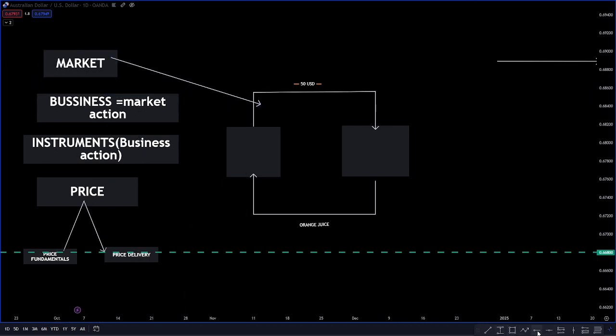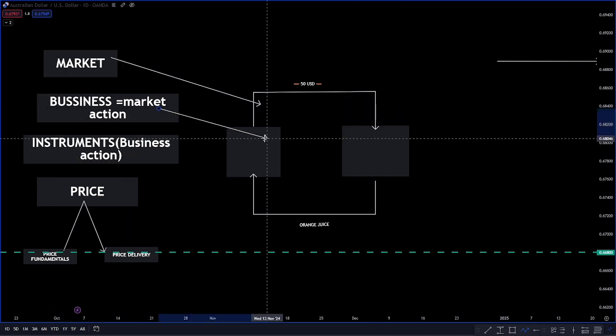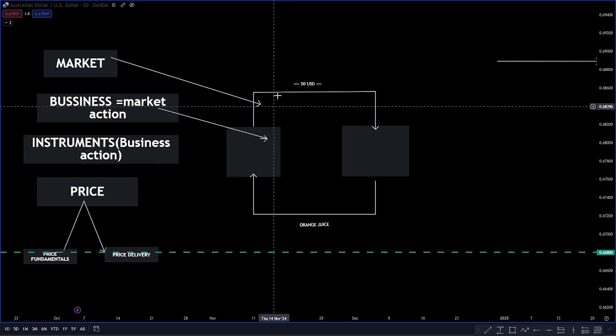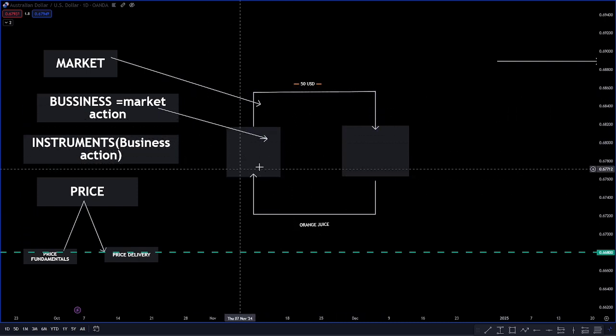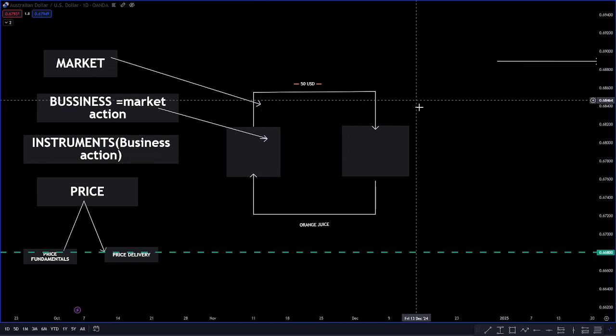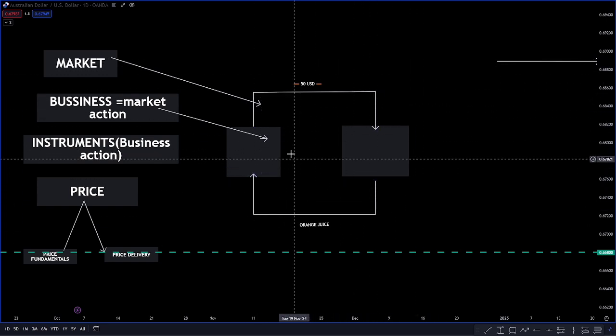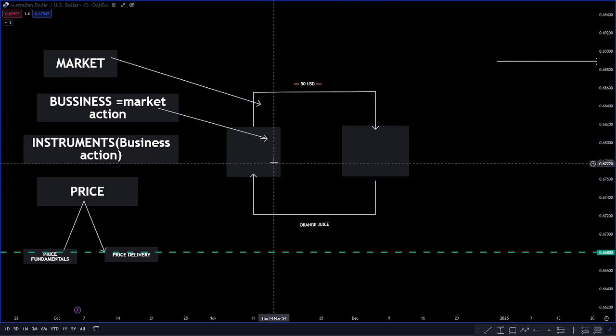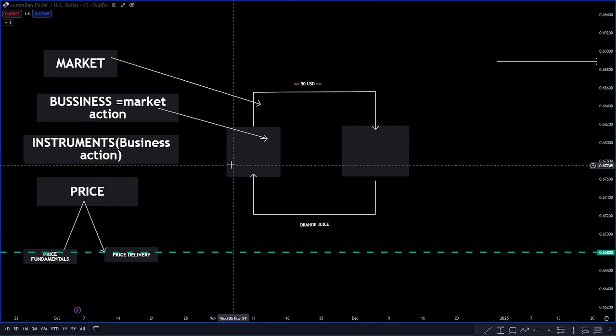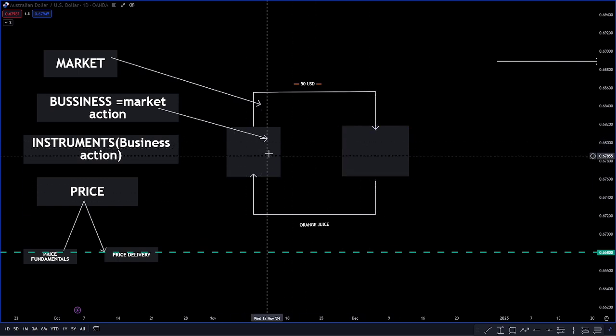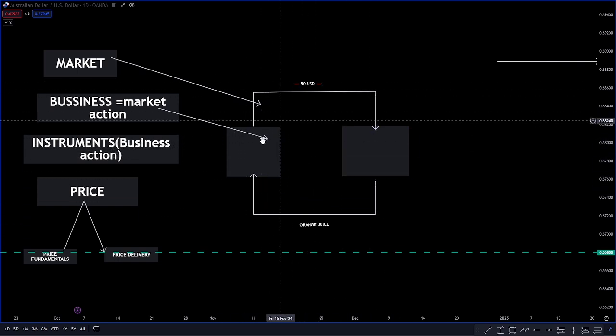The second thing is that they've performed business. And what was the business? Buying of orange juice. In fact, based on the explanation I gave you now, let's imagine I didn't tell you this was the buyer, this was the seller. We can't even tell who was buying or selling. All we will know is that a transaction happened.